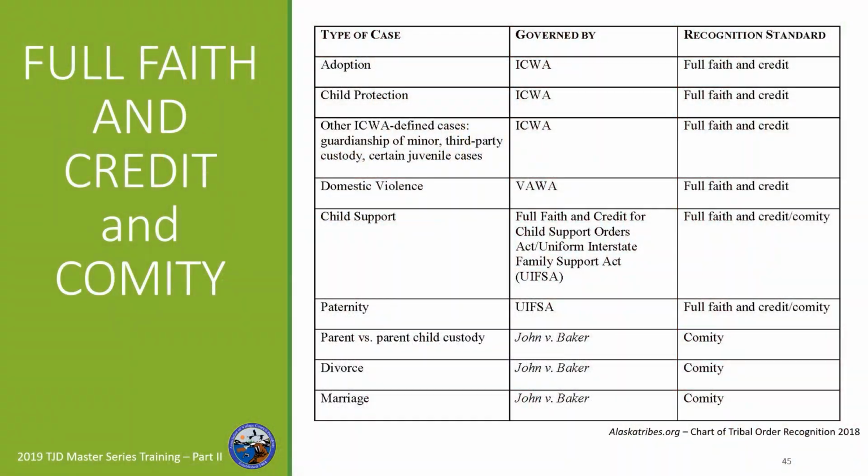Here's a chart, and let's just go through it quickly. Adoption is governed by ICWA, the Indian Child Welfare Act. So is child protection and other ICWA-defined cases. We know that ICWA is a federal law that gets full faith and credit, so that's going to be a mandatory adoption. VAWA gets full faith and credit for domestic violence orders, so that's going to be a mandatory adoption. Down at the bottom, John v. Baker, which is the Alaska Supreme Court, found that the state will give comity, a voluntary adoption, to certain orders from a tribal court, and that involves parent versus parent, child custody, divorce matters, or marriage.